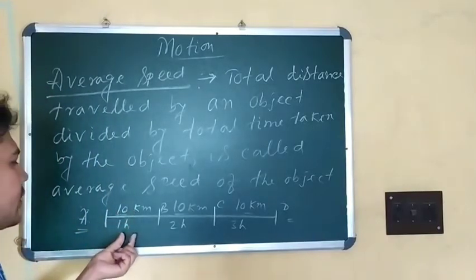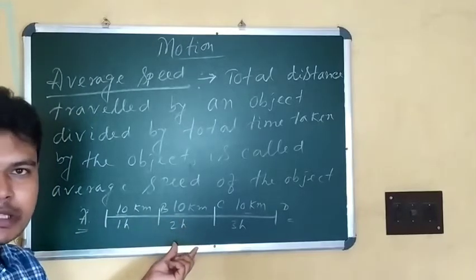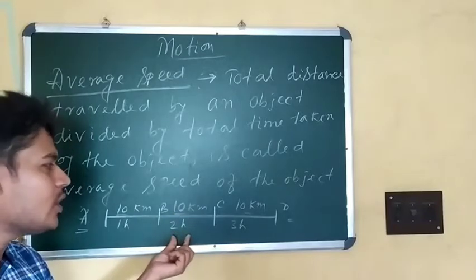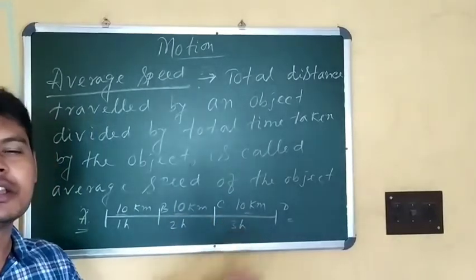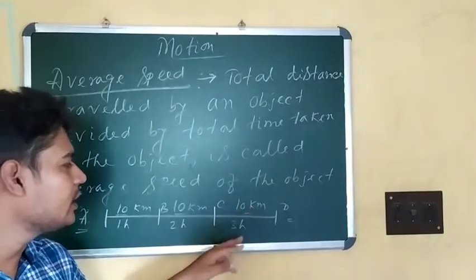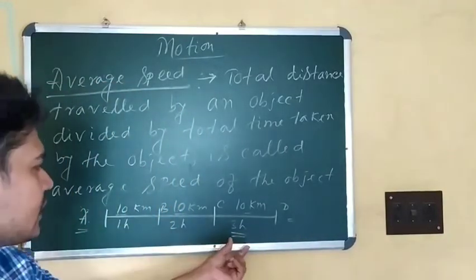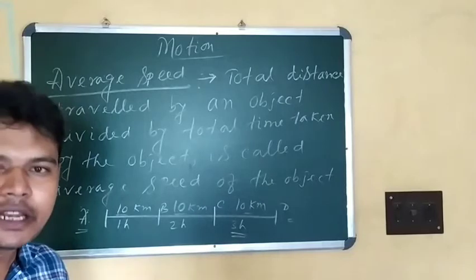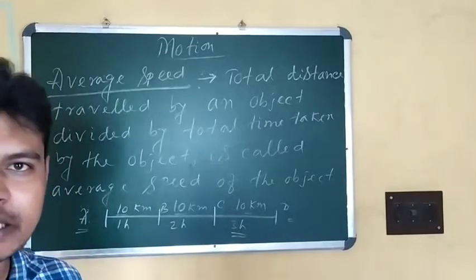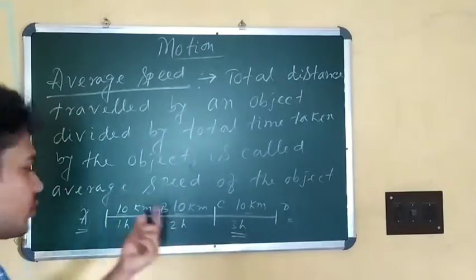So 10 kilometer you travel only in 1 hour. In the next, the road is damaged, in a moderate way. So 10 kilometer in 2 hours, and in the third portion the road is totally damaged. Then 10 kilometer is traveled in 3 hours. So it takes maximum time to travel the 10 kilometer. Now if I ask what is your average speed, then how do you find out your average speed from this example? So let's see.